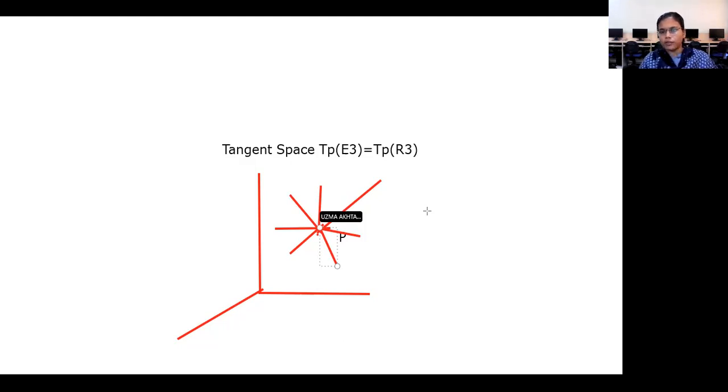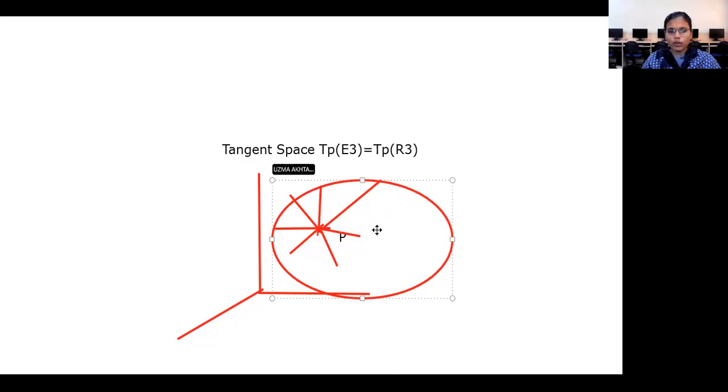Or rather, if you want to say it in the wording of tangent vectors, there are many tangent vectors which have point of application P, but the direction vectors are simply different. So what will be T_P of E3? We may call it the collection of all the tangent vectors which have a point of application as P. This whole collection, we are going to call this T_P of E3.